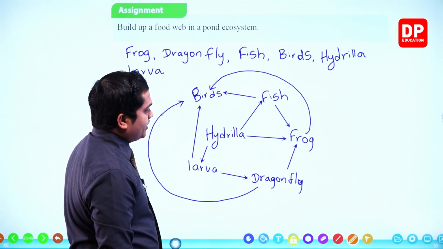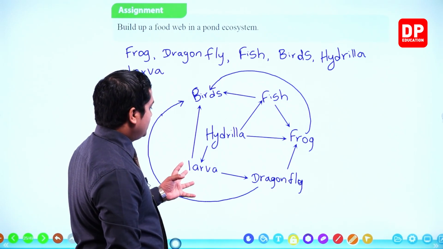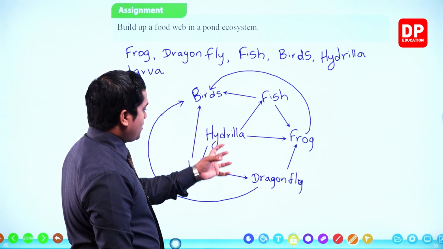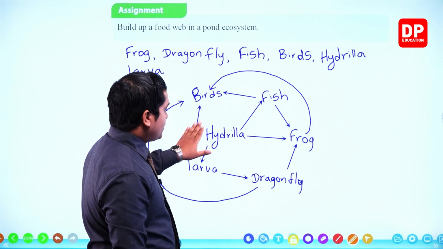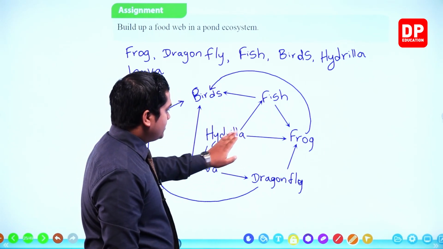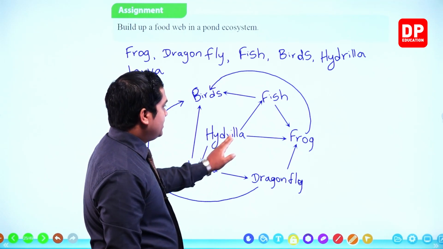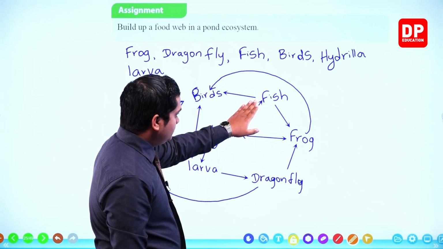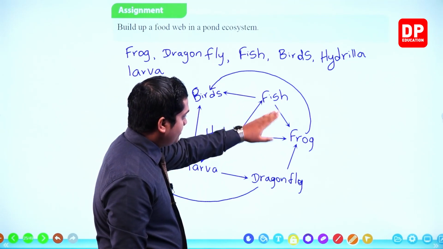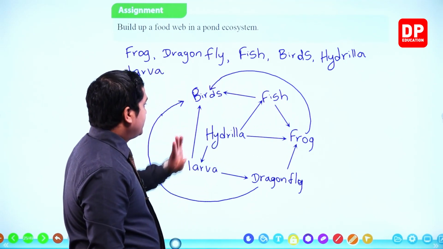Okay, so I took only 6 organisms over here within a pond environment. There is larva, frog, dragonfly, fish, birds, and the hydrilla plant. So the hydrilla plant is acting as the producer, being eaten by the frog, right? Then the hydrilla plant is being eaten by the fish. Then the fish is being eaten by the frog. Then, my dear children, the frog is being eaten by different kinds of birds.